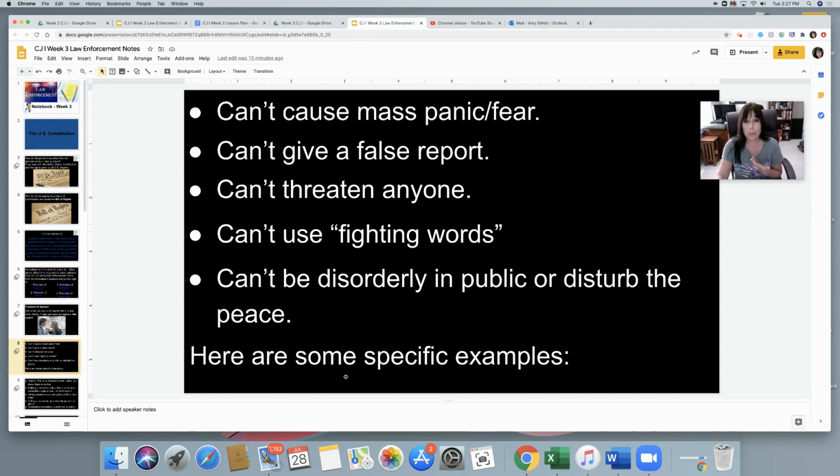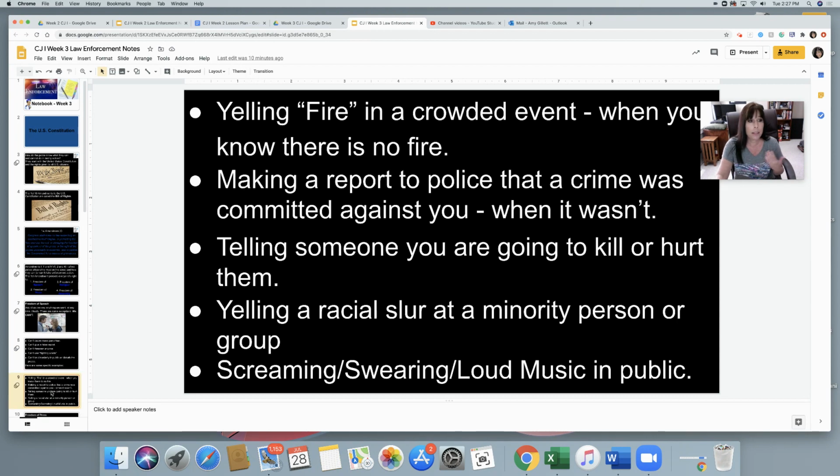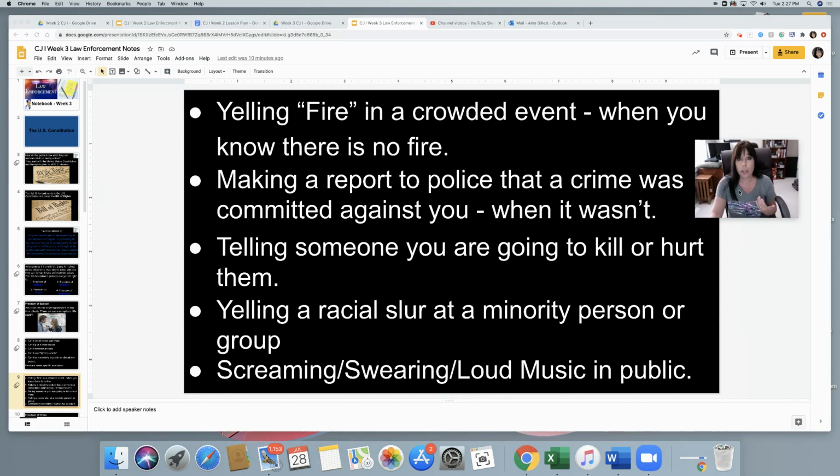So I have some specific examples. So you should definitely write this down. And the next one, you can write this if you feel like you need to, or if you can just remember it. So I already gave you this first one, yelling fire in a crowded event when you know that there is no fire. Obviously, if you believe that there is a fire and you're trying to save people's lives, well, that's different, right? It's when you know that there isn't one.